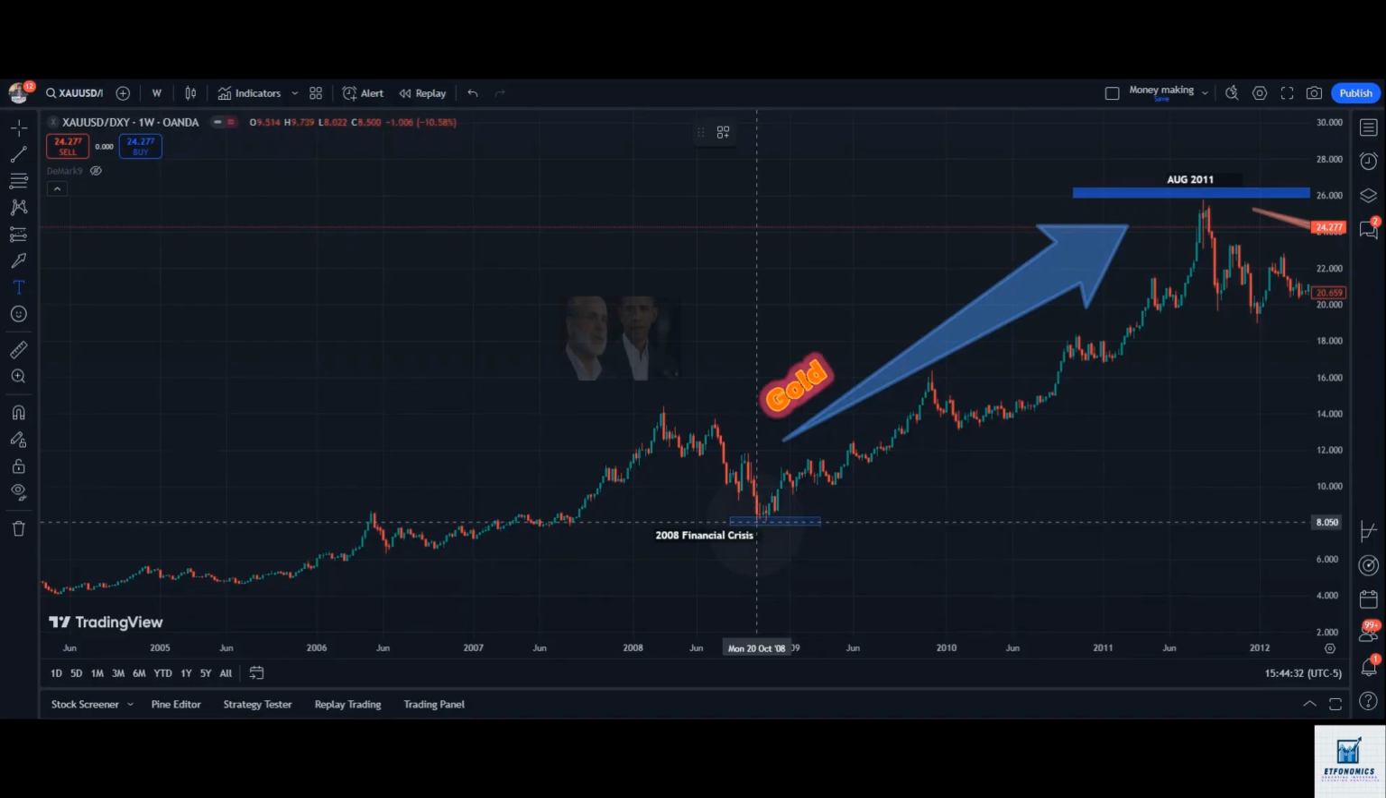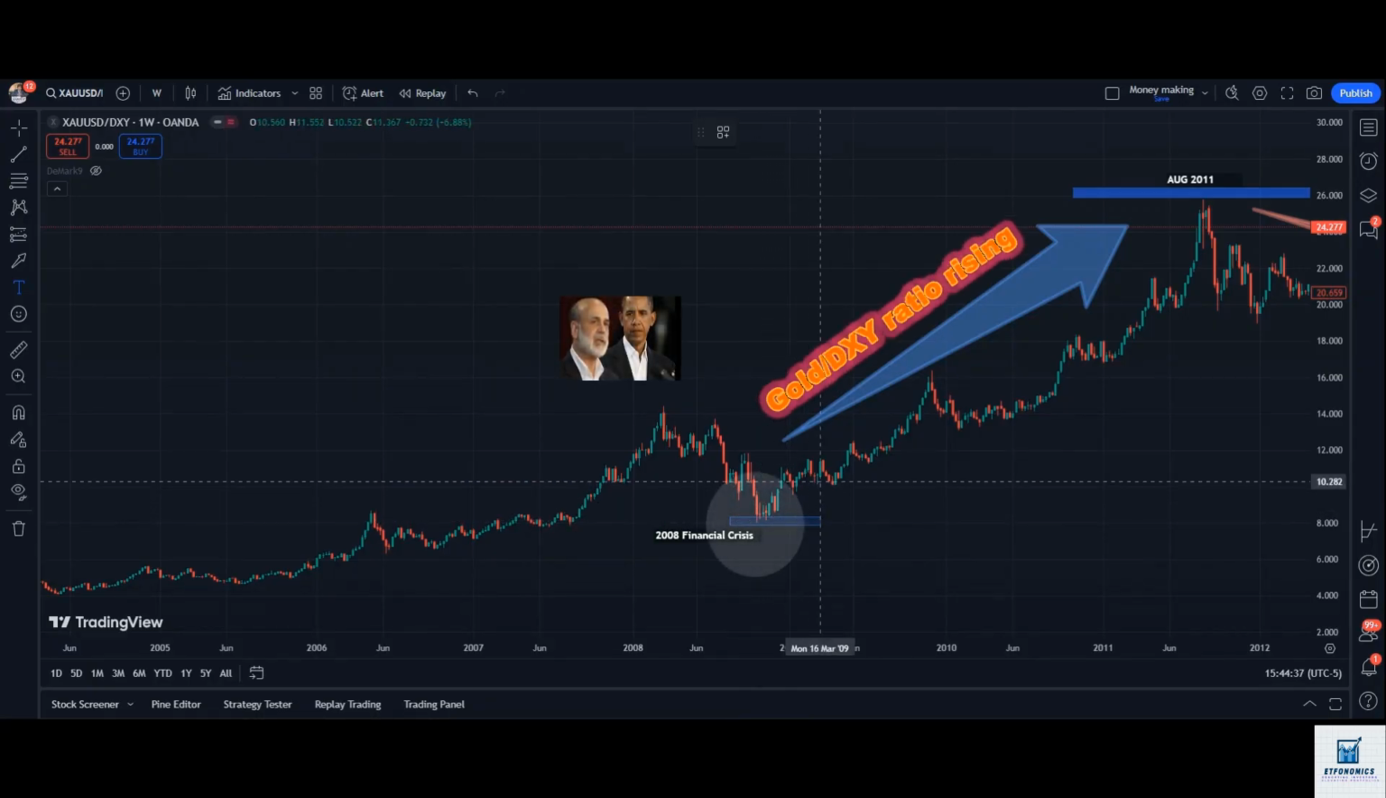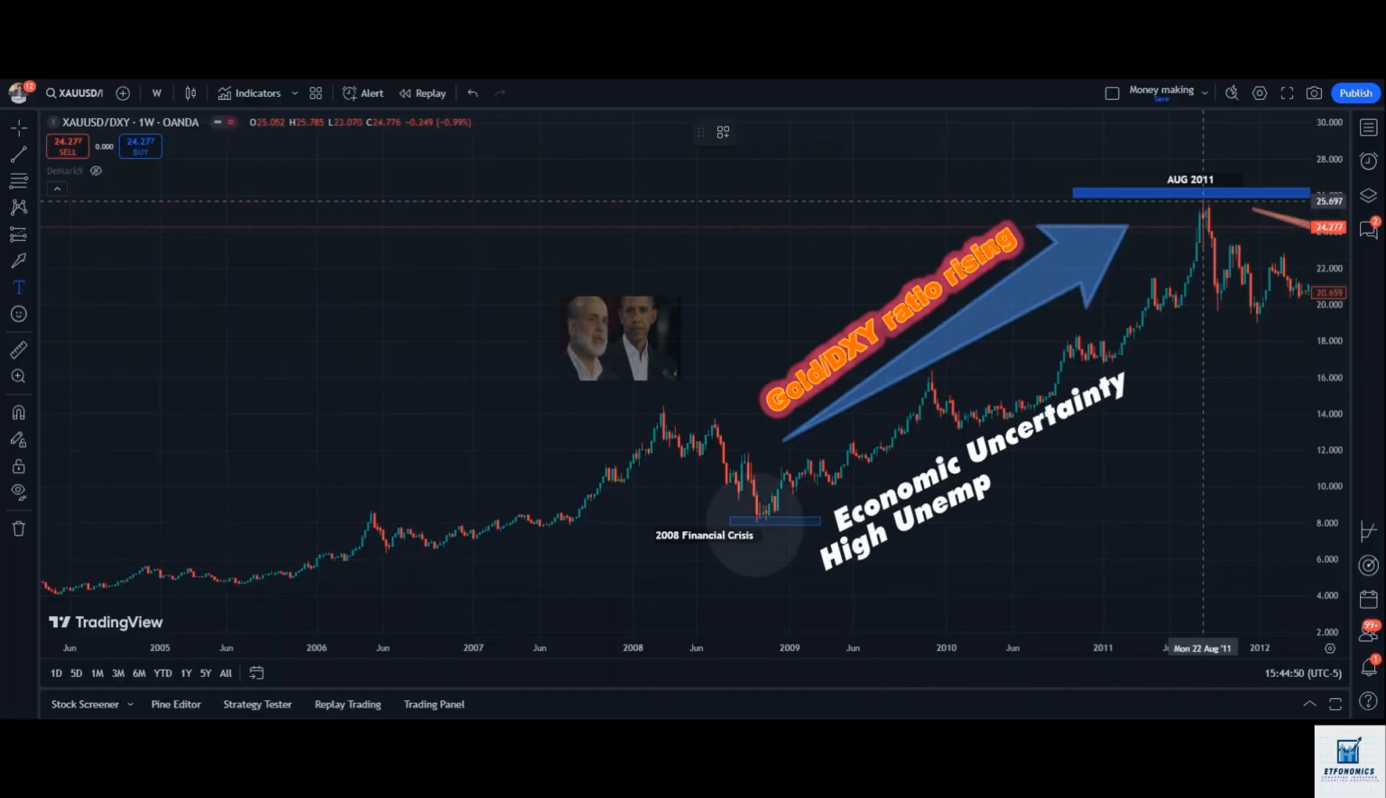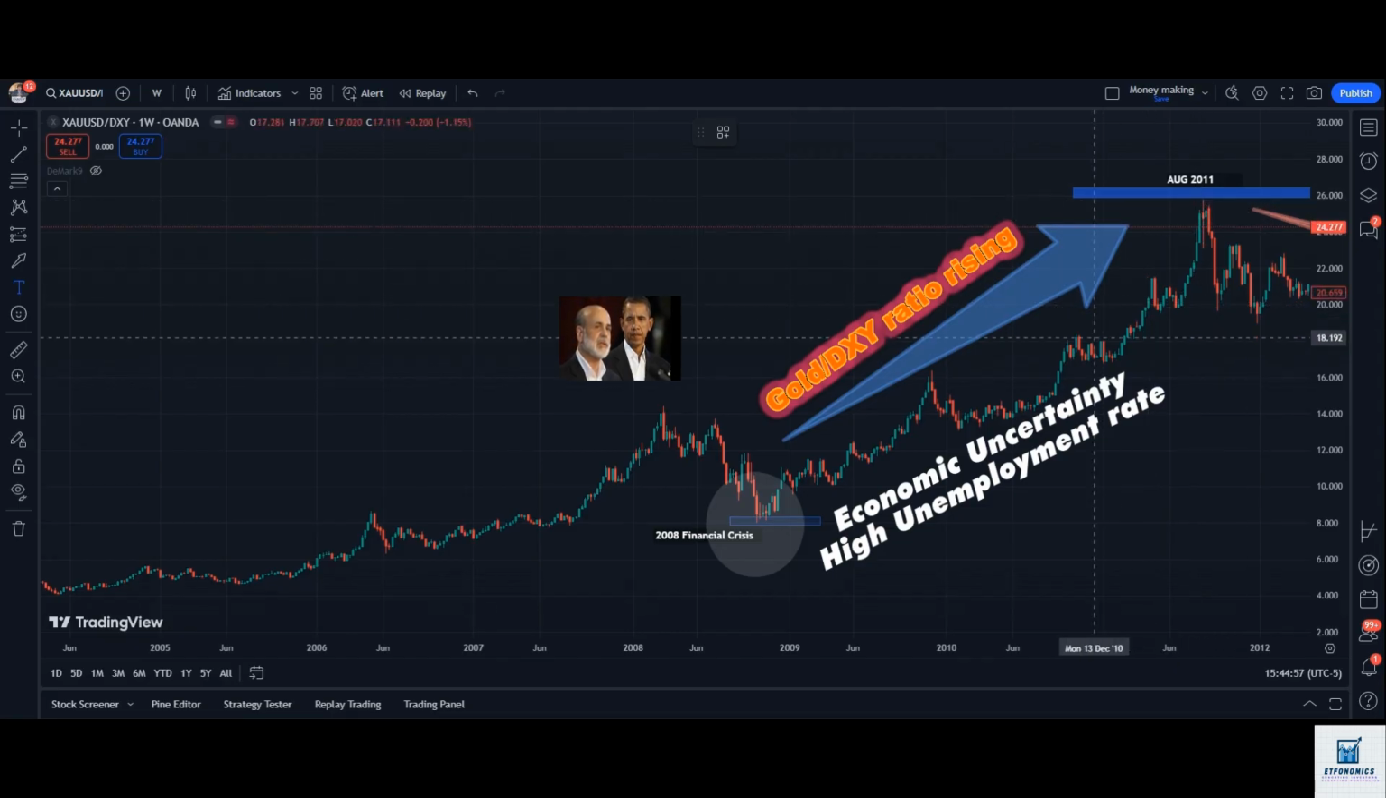2008-2011 uptrend, global financial crisis. The 2008 financial meltdown caused panic, leading investors to turn to gold as a safe haven asset. Quantitative easing, QE. Central banks, especially the US Federal Reserve, initiated QE programs, flooding the market with liquidity and weakening the dollar, further boosting gold. Economic uncertainty. High unemployment, banking collapses, and volatile equity markets drove gold prices and the gold to dollar ratio to record highs.